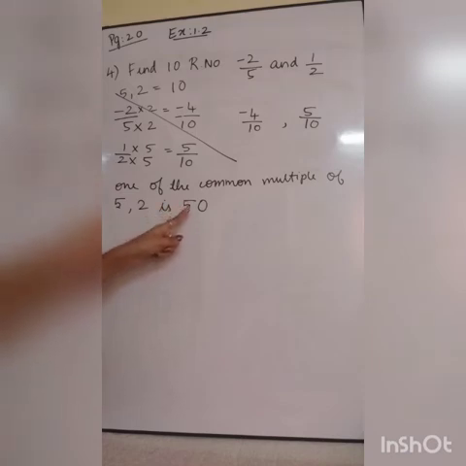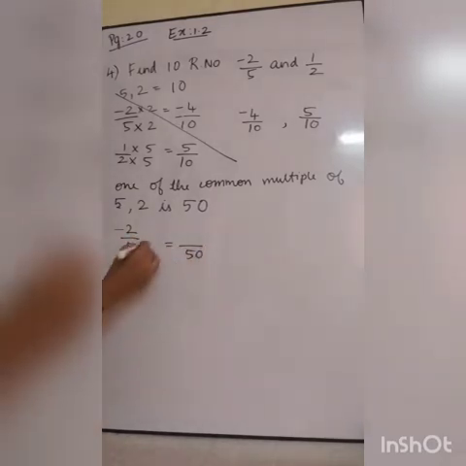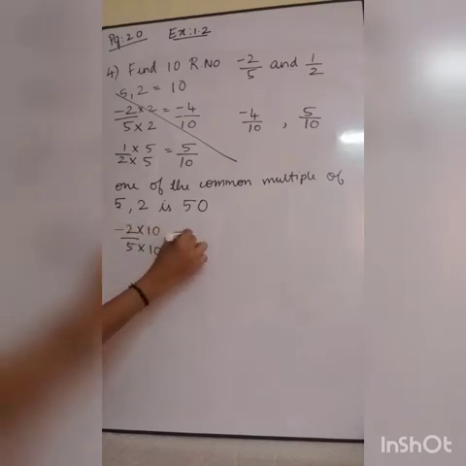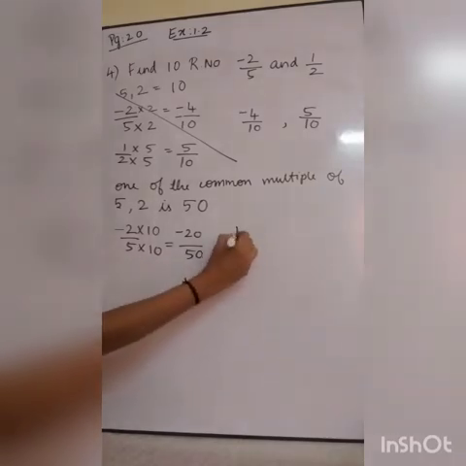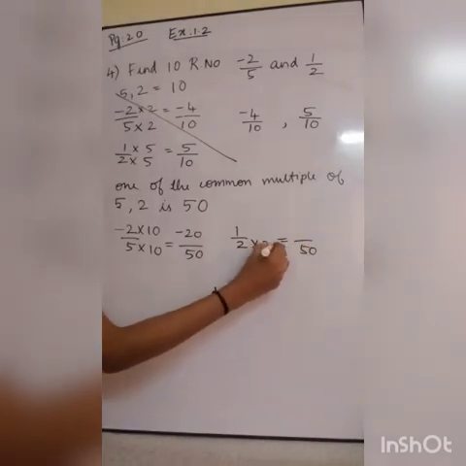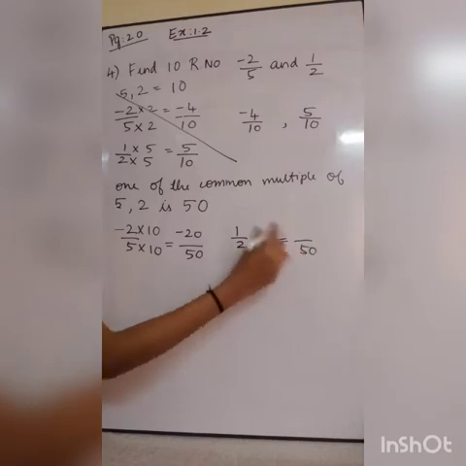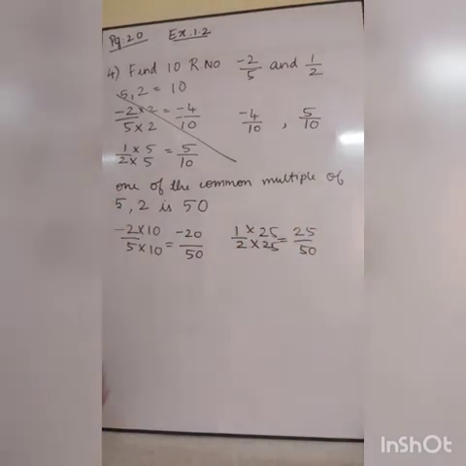Now can we make 50 the denominator for both? So minus 2 by 5 I have to make into 50. 5 into 10 is 50, so 2 into 10 is minus 20. It has become like that. Next, 1 by 2 I have to make into denominator 50. Now 2 into 25 is 50, and 1 into 25 is 25. So what has that number become?